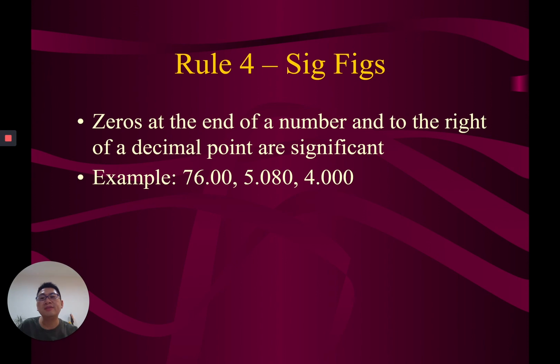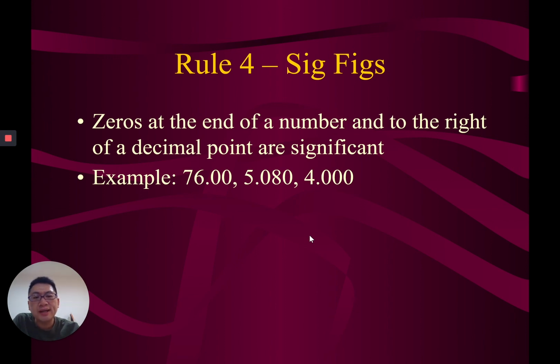Rule 4 of 5. Zeros at the end of a number and to the right of the decimal point are significant. 76.00, 4 sig figs. 5.084, 4 sig figs. 4.000, 4 sig figs. If it's to the right of the decimal, you see the decimal point here? It's to the right of the decimal point and at the end of the number, so it is by definition a significant figure.